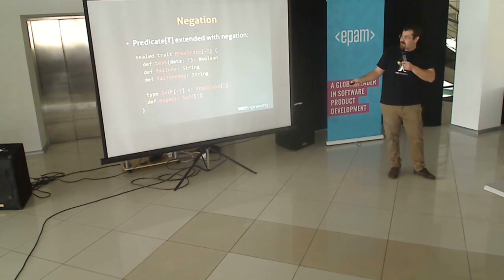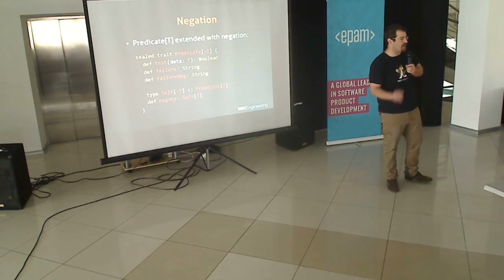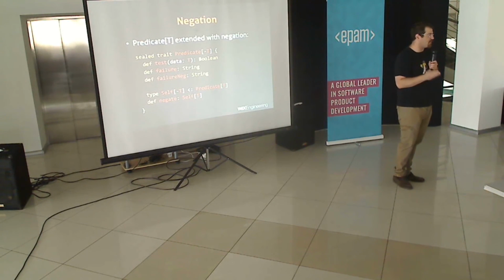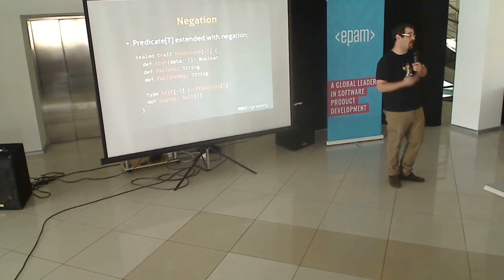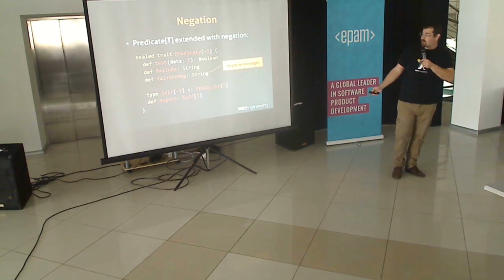So each type of predicate defines a self type that is a predicate of T, and a negate function that returns the self type. And this is just a type alias. It's ugly as sin, I know, and sometimes it's a little bit hard to understand, but fortunately you only have to do it once for the base predicate. So how would the implementation look?